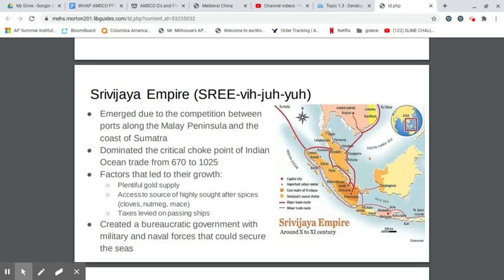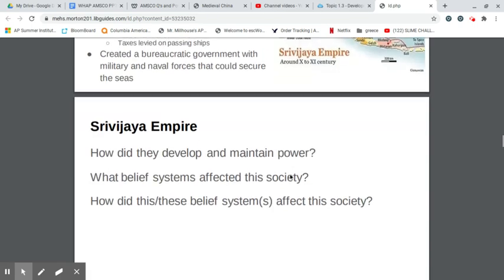So factors that led to their growth: they had a lot of gold. They have all these spices. Remember the Spice Islands: cloves, nutmeg, and mace. You have no idea how important spices are to the foods that you guys eat every single day. Especially Europeans and people who are far away from these spices, once they had them, they had to have them. Once you've experienced these spices, your food without them is incredibly bland. So the Europeans are paying a pretty high price for these goods. They created a bureaucratic government with military and naval forces that could secure the seas. All it means is they spent good money to protect their location because that was where their wealth derived from.